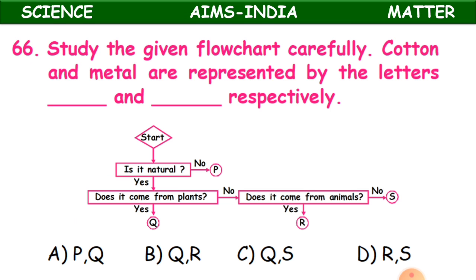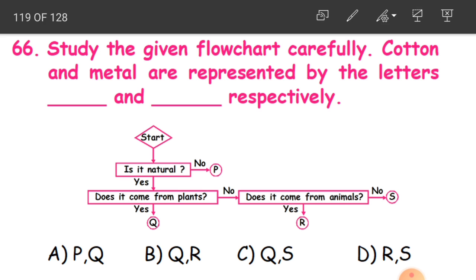66th question. Study the given flowchart carefully. Cotton and metal are represented by the letters dash and dash respectively. So now what is Q here? We'll see here. Q means, is it natural? Yes, cotton is natural. Does it come from plants? Yes, it comes from plants. So that is why this is Q.